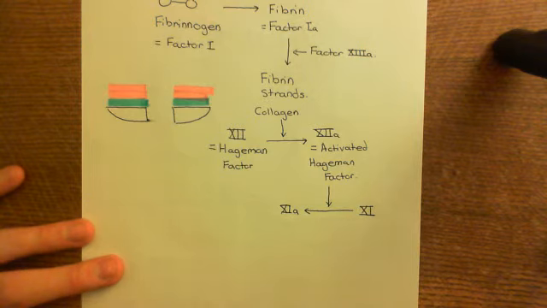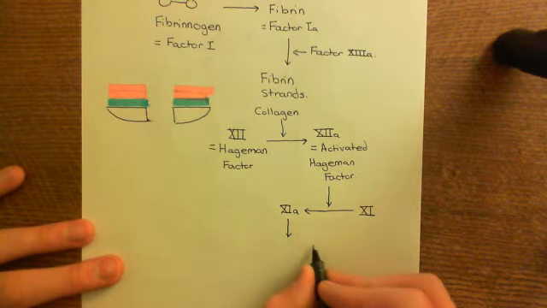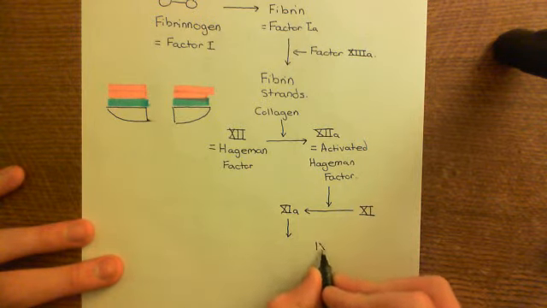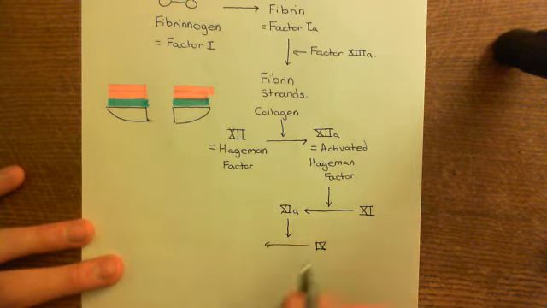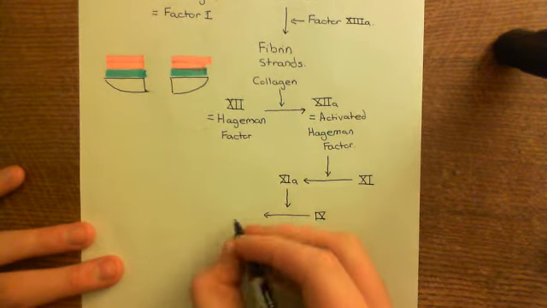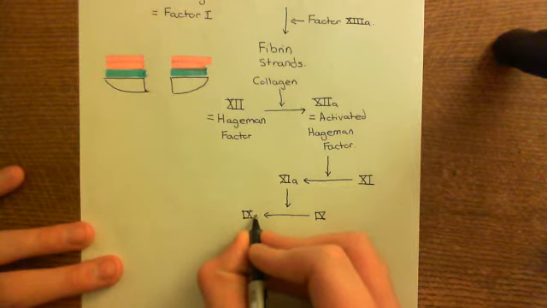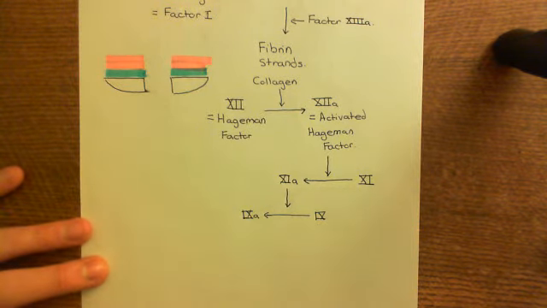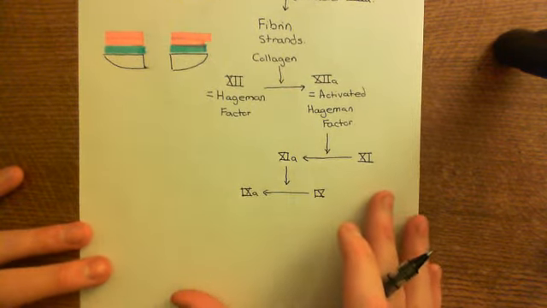Now, what does factor 11 do? Well, it activates another coagulation factor. Another coagulation factor is factor 9. Again, this is a normal component of the blood. Initially, it's inactive, but when factor 11 becomes active, it's going to activate factor 9. So factor 9 is going to be converted to factor 9A. Now, what is factor 9A going to do?